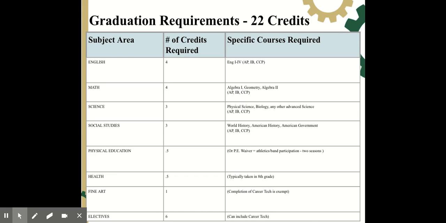And then the very last row, you'll see electives, 6 credits, which can include career tech. The key with that to know is if you are taking all of your required classes to graduate from high school, if you're filling up your schedule each year, you're going to more than exceed those 6 elective credits. So you'll be fine. So don't worry too much about the electives. It's more about the other graduation requirements, and then you will be fine.